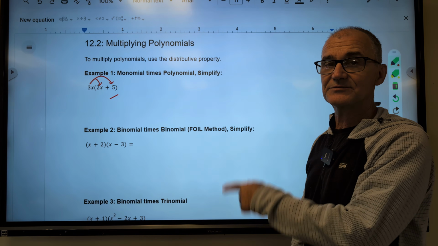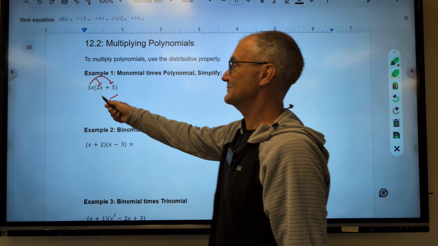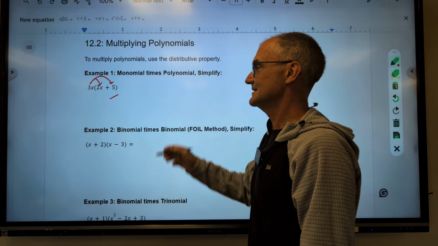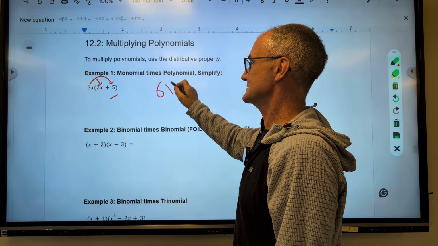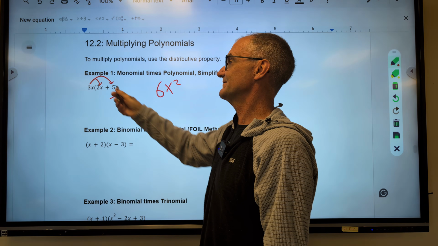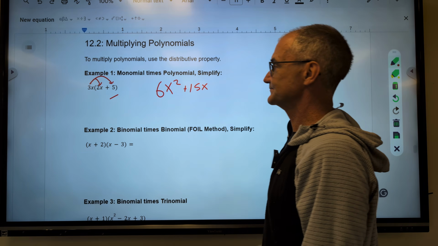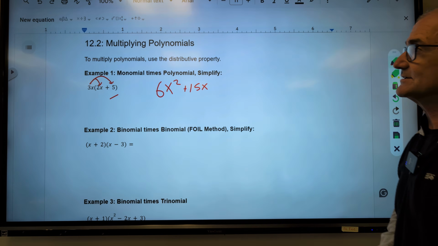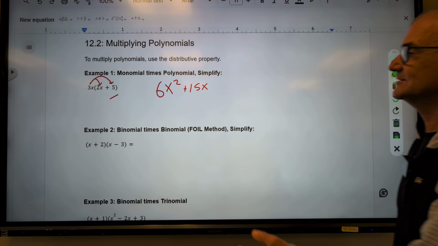3x times 2x, a lot different than adding them, right? Because I got to multiply the 3 by the 2 and the x by the x. So that 3x times 2x gives me 6x squared. And then I do 3x times 5, which is 15x.